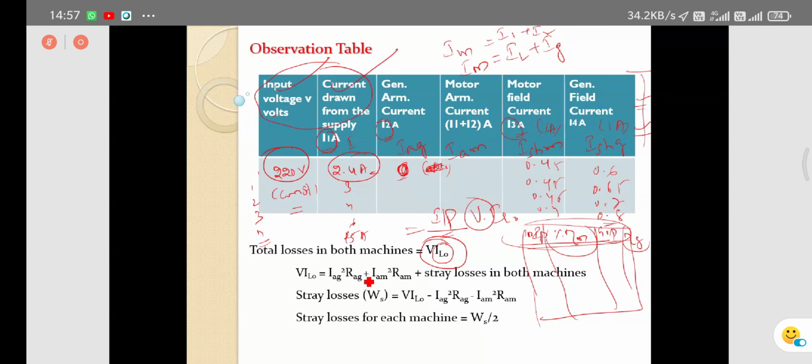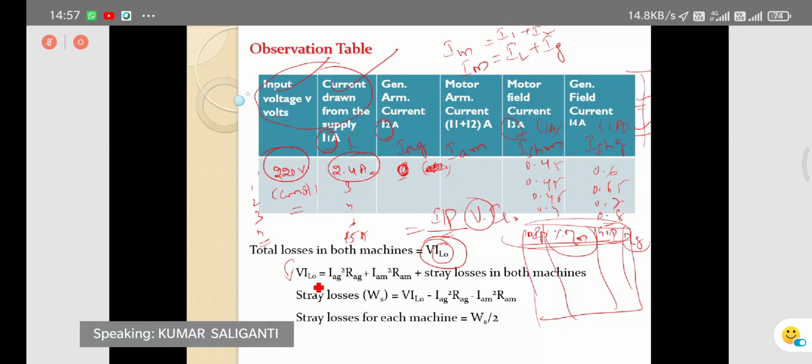So what about the total losses here? There is V into IL naught, the V into IL naught here. So what about here? Here the total input drawn from the supply is equal to the total losses in both machines.